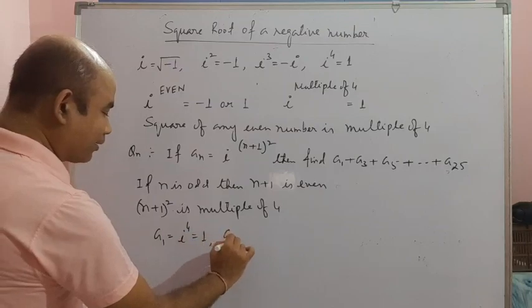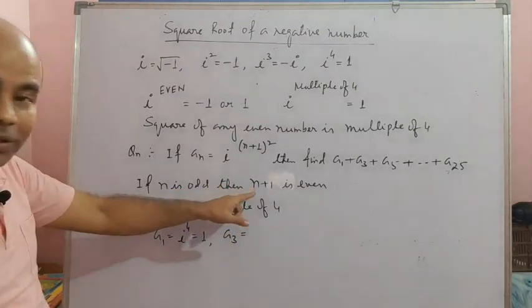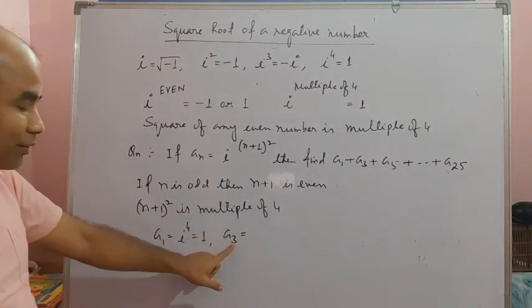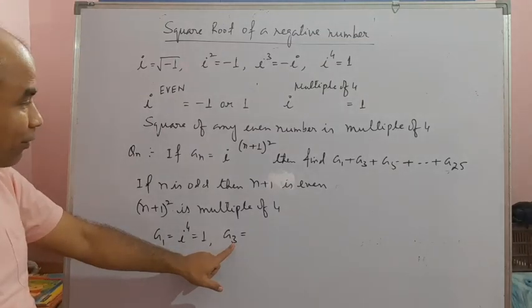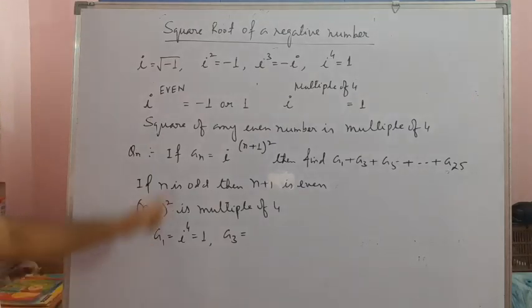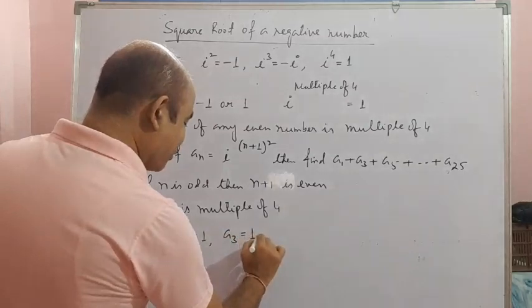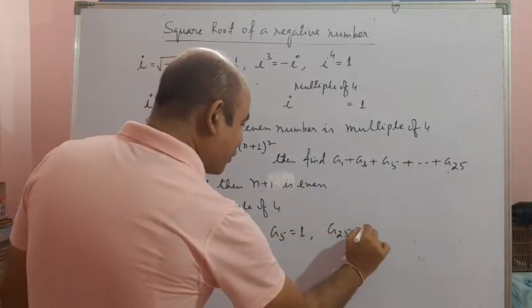When it is a3, if n is odd, then n plus 1 is even, and n plus 1 whole square is a multiple of 4. So i to the power (n plus 1) whole square is i to the power multiple of 4, and i to the power multiple of 4 is 1. So a3 is also 1, a5 is also 1, a25 is also 1.